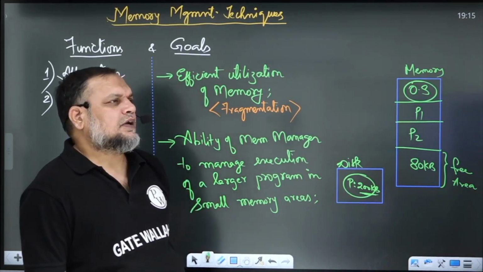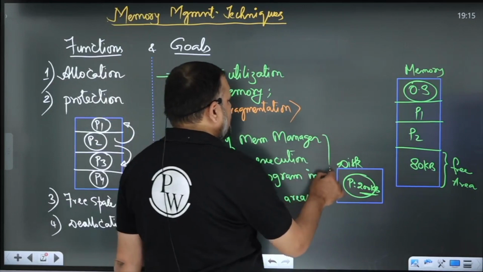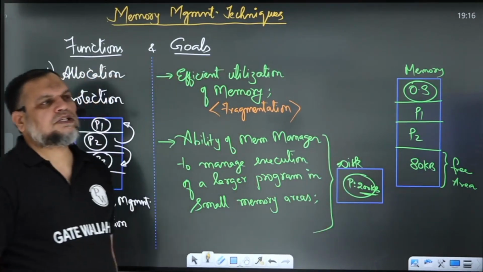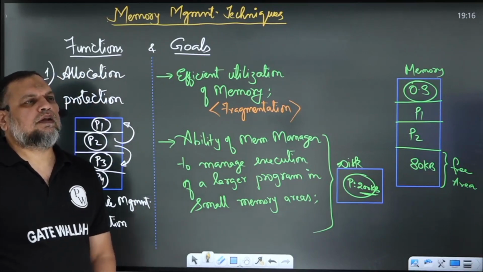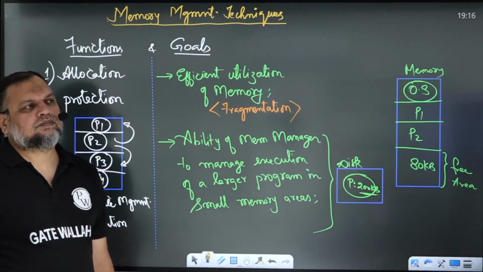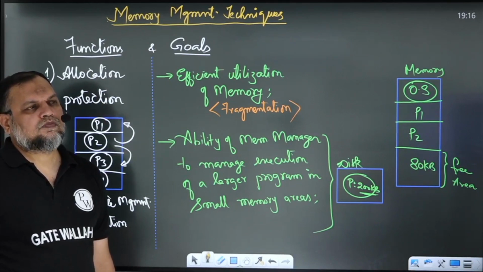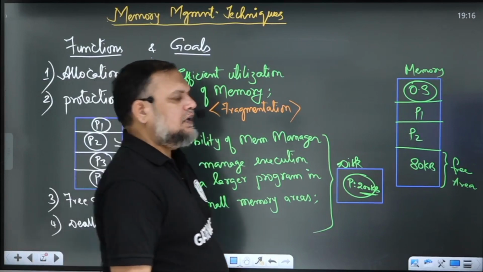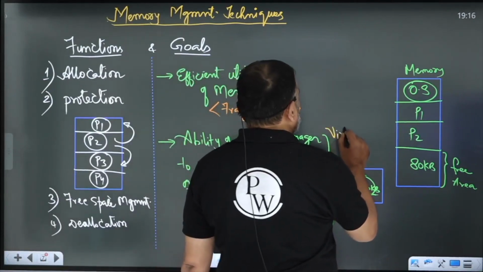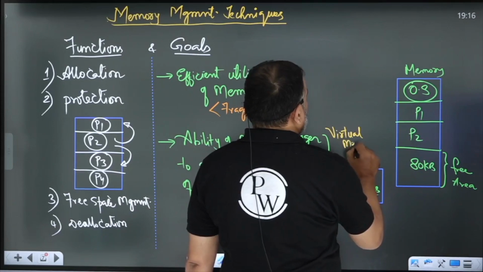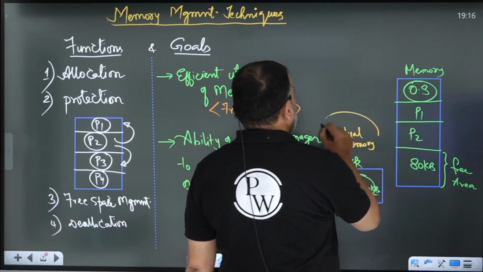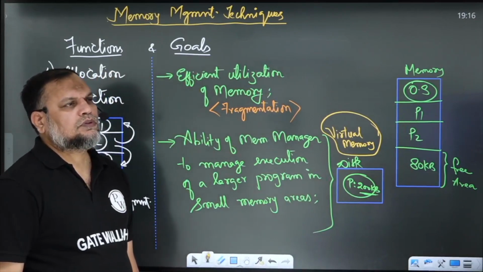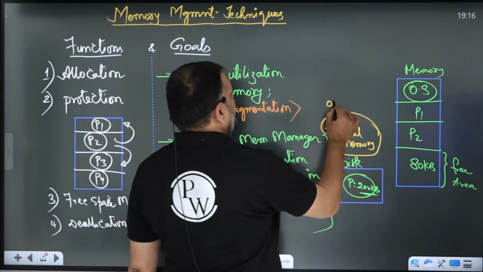Does anybody know some techniques that could accomplish this goal? How can we do it? What are the techniques for managing the execution of a larger program in a small memory area? Anybody? One of the important, prominent techniques which does this is called virtual memory, through the paging concept, demand paging. There is another technique called overlays that supports this goal.